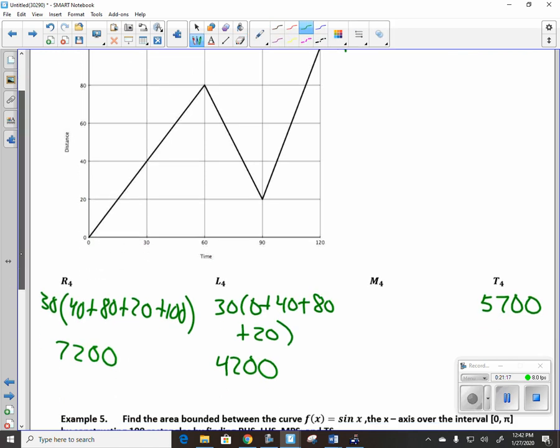Let's do the midpoint together. Look at the middle of the interval. What is the height at the middle of the interval? 20. So that rectangle represents that area. So I've got 30 times 20 plus what appears to be the height at the middle of this one? 60. I got 60.